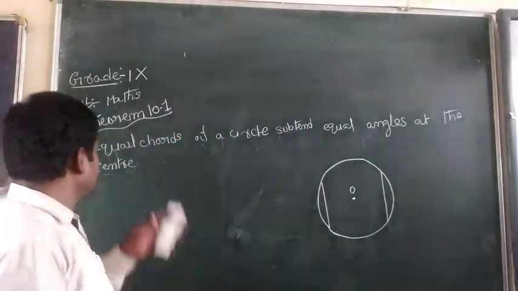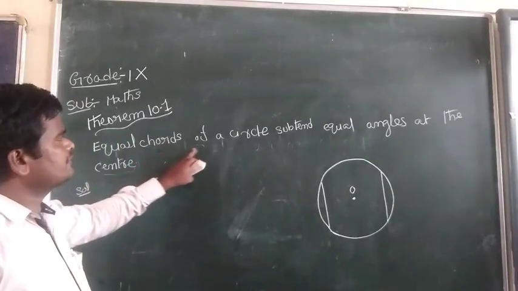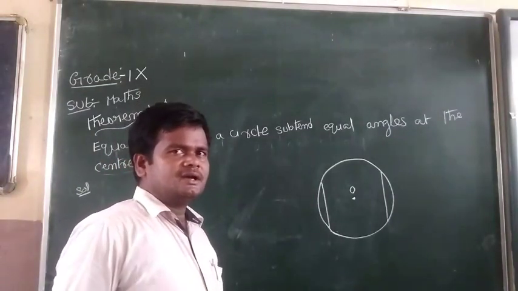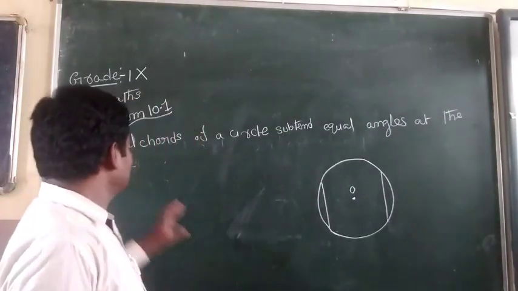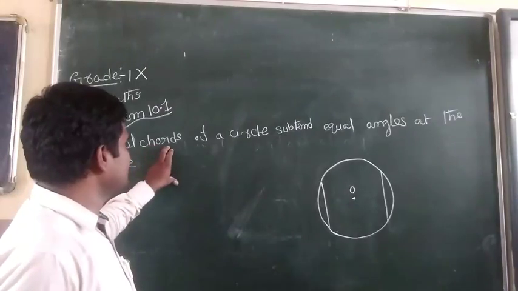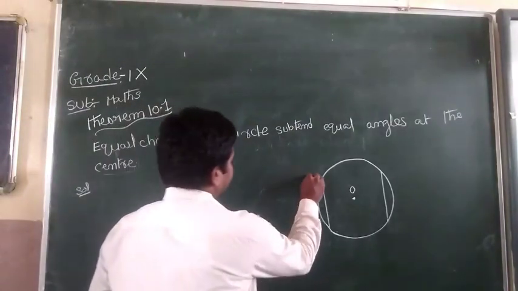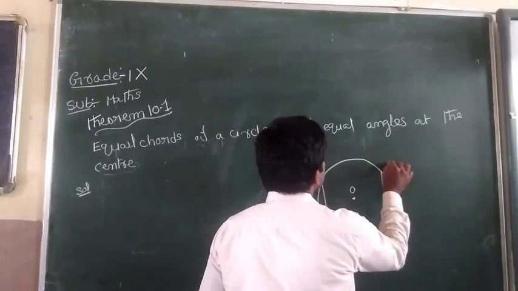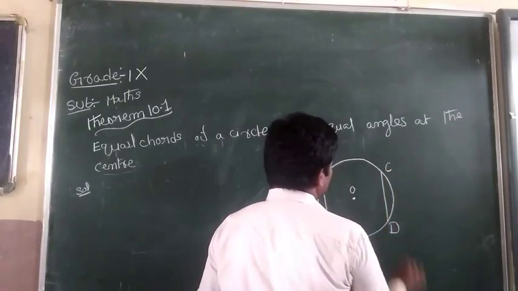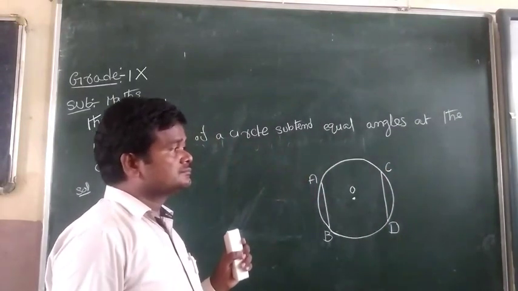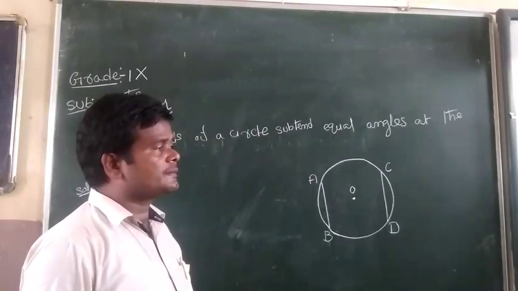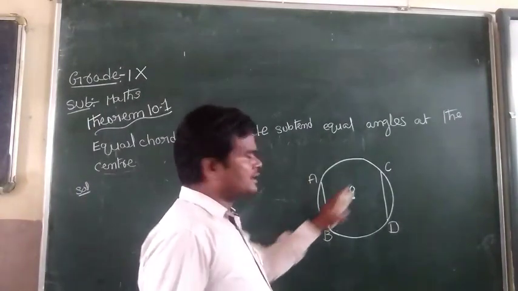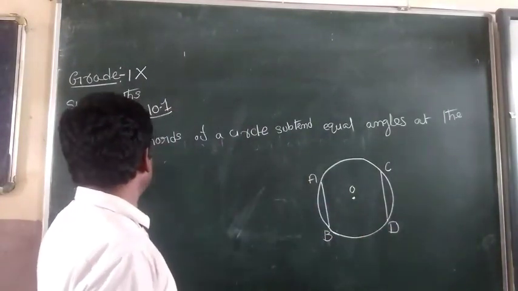So theorem 10.1: equal chords of a circle subtend equal angles at the center. It is given that in a circle the chords are equal. So this is AB, one chord, and another chord CD. These two chords are equal. So here given that AB equals CD.